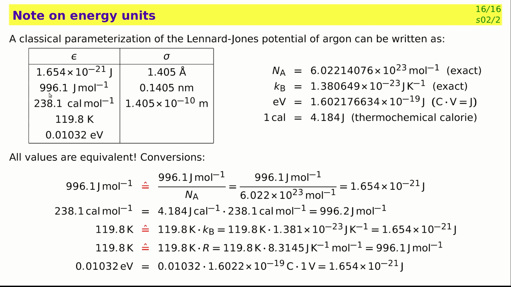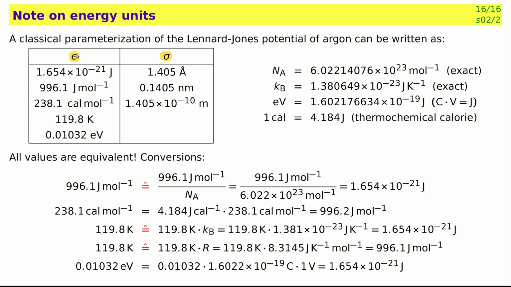In the field of molecular modeling, you often find strange units, especially for energy. For example, a popular parameterization of the Lennard-Jones potential for argon has two quantities. Epsilon is the energy minimum, and sigma is the size of the atom. These can be written in different forms.